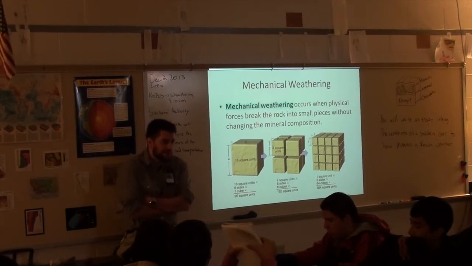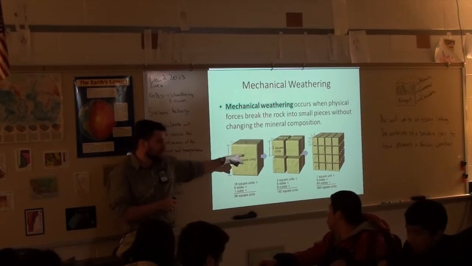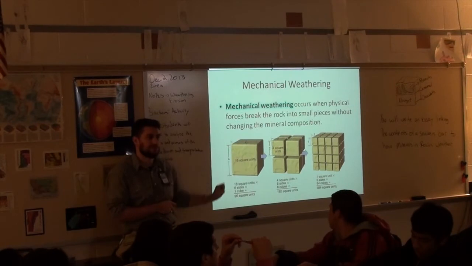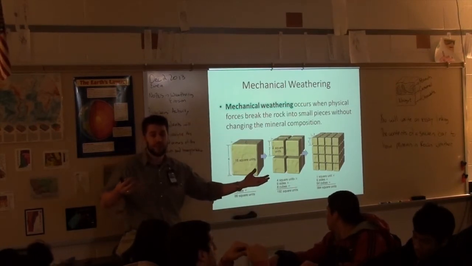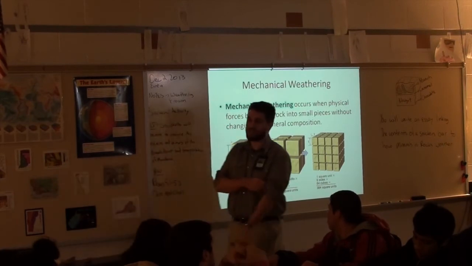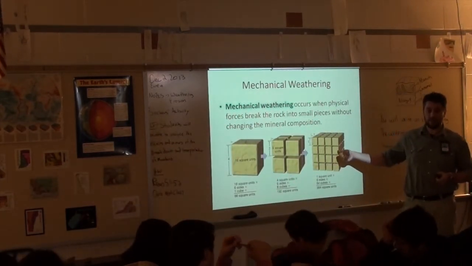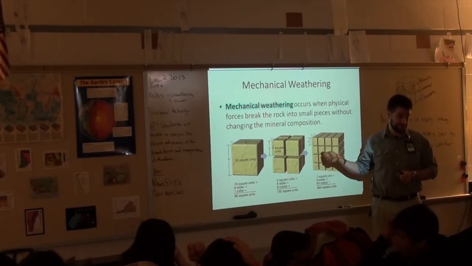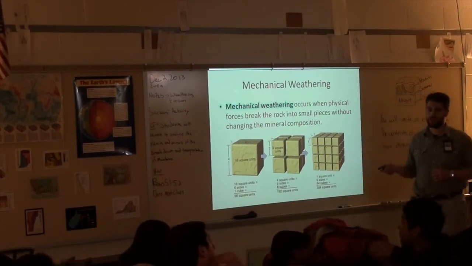Mechanical weathering is the breaking of rocks. If you take this rock and break it into little bitty pieces, it's been weathered. It's been mechanically weathered, physically weathered. It is physically broken. If you physically break it, what's left over? Rocks. The same rocks. Nothing has changed except the shape of the rocks. That's mechanical weathering.